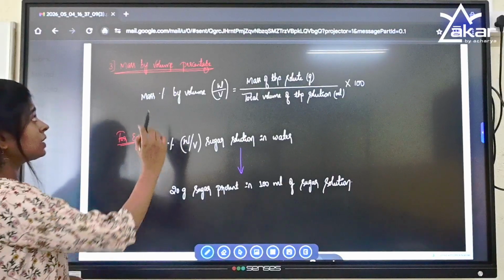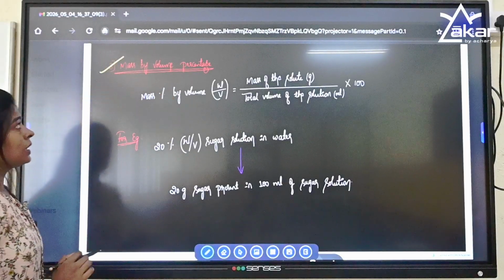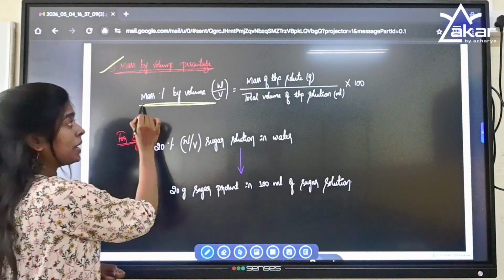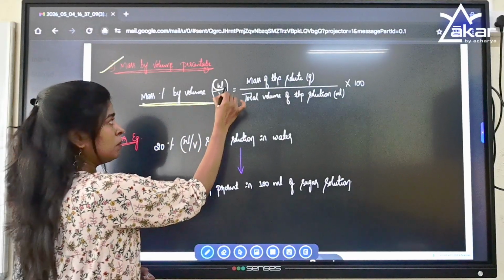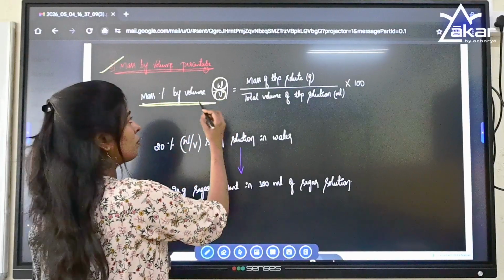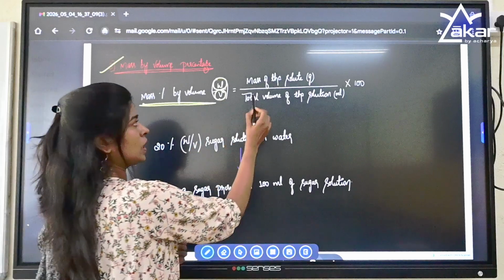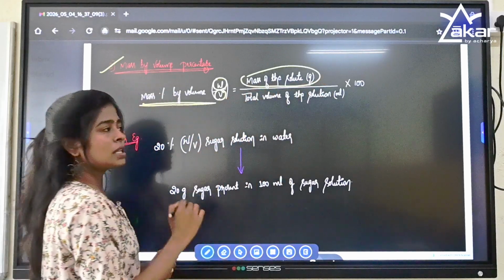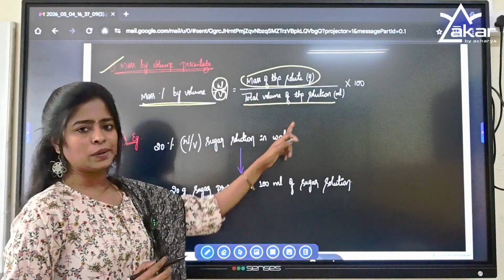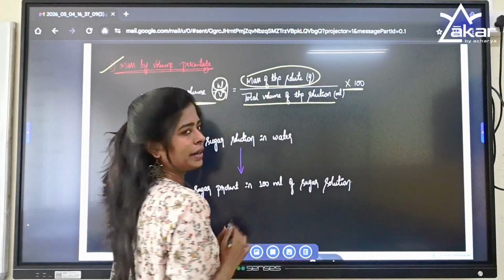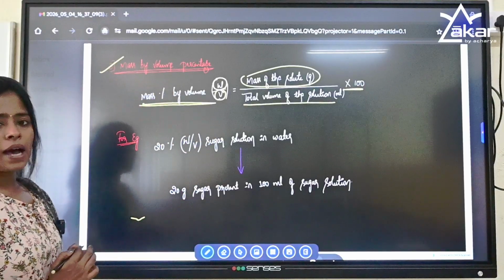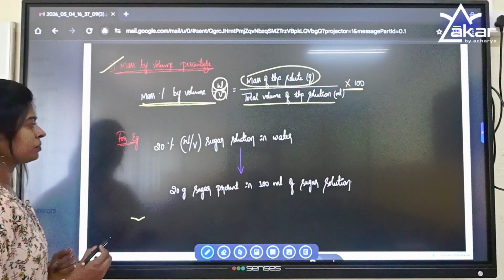So next, third concentration term, that is mass by volume percentage. Mass percentage by volume: mass is represented by W, and volume by V. Mass percentage by volume is equal to the ratio of mass of the solute, which is represented in grams, divided by total volume of the solution in ml, into 100. This is the mathematical expression which we use to calculate mass percentage by volume.